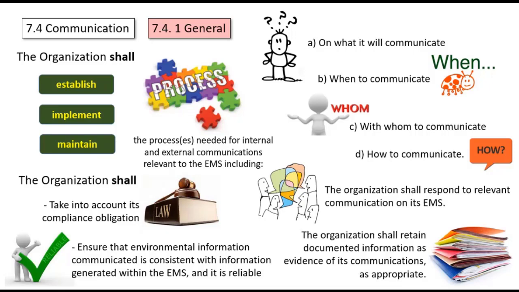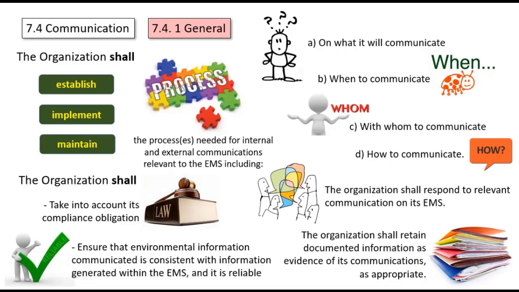What's the requirement here? The organization shall establish, implement, and maintain the processes needed for the internal and external communications relevant to the environmental management system, including: A. On what it will communicate, B. When to communicate, C. With whom to communicate, and D. How to communicate.